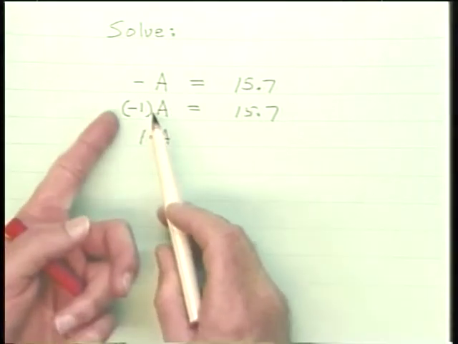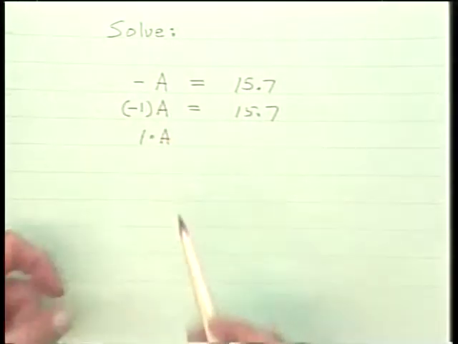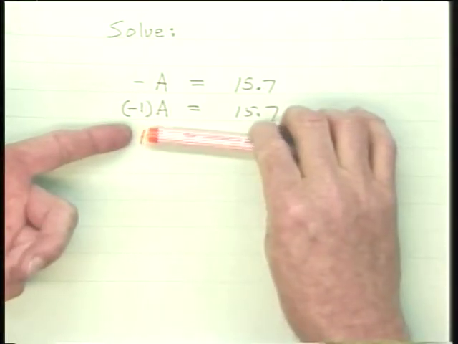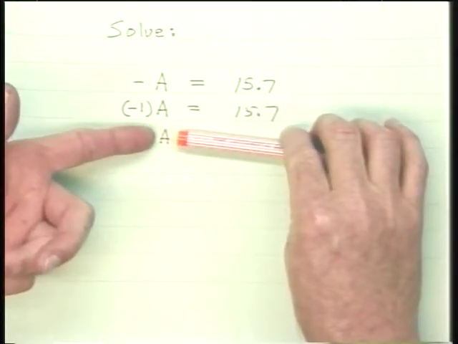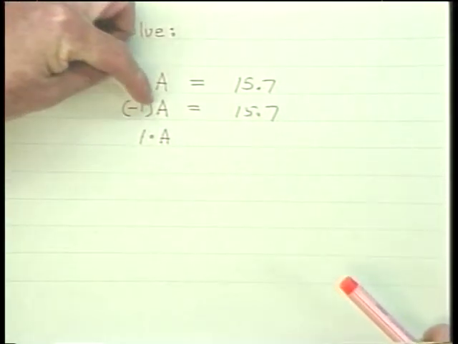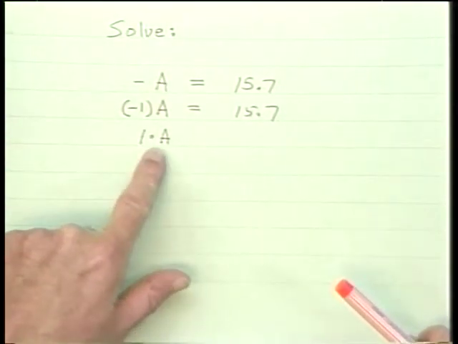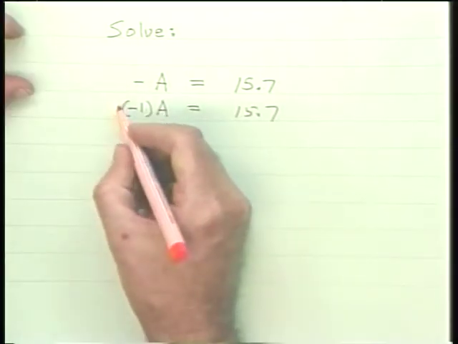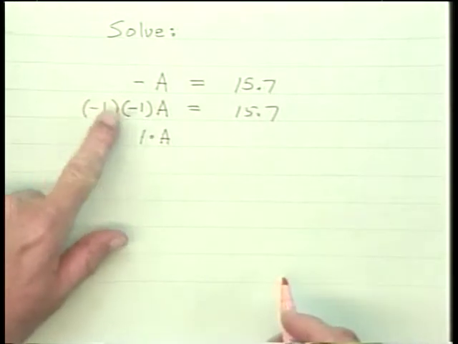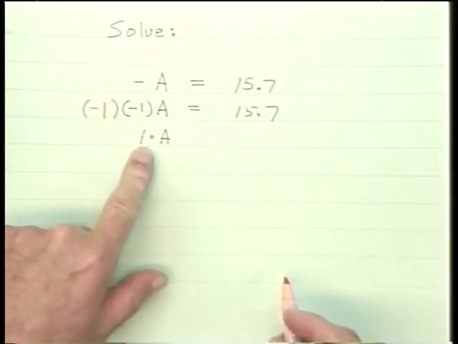And I don't want negative 1 times A. Solving an equation means to get it in the form of 1 times A, which we normally write this way. So I don't want this negative 1 times here. I want positive 1 times. Well, in this case, I can simply remember that a negative 1 times negative 1 is positive 1.